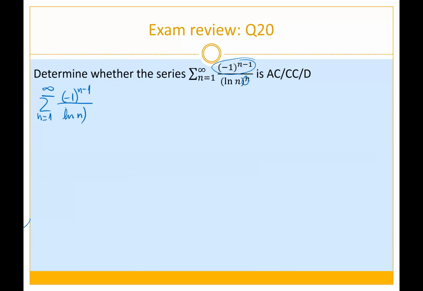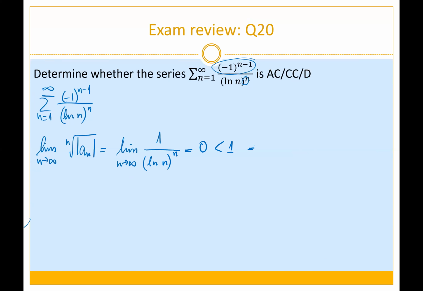ln of n to the n. So when you take the limit of n approaching infinity of the nth root of an, this is the limit of n approaching infinity of 1 over ln of n to the n. And so this is going to be 1 over infinity to the infinity. Infinity to the infinity is just going to be infinity. So 1 over infinity is just going to be 0. And this is smaller than 1. So this is absolutely convergent by root test.